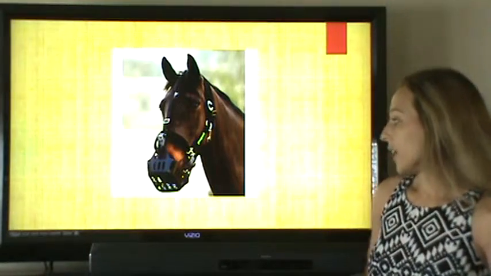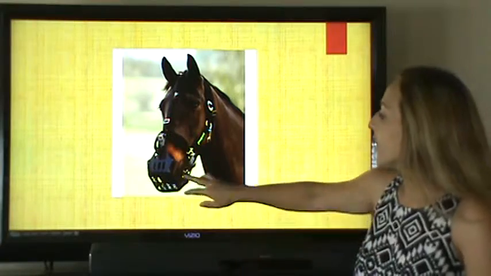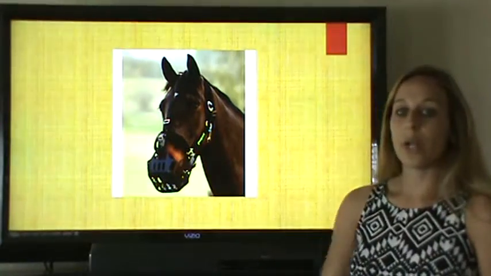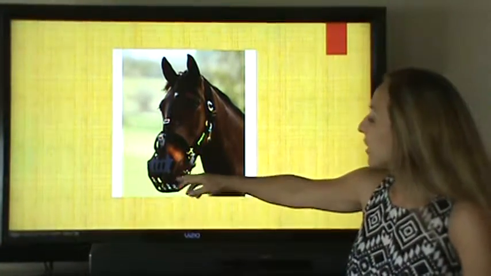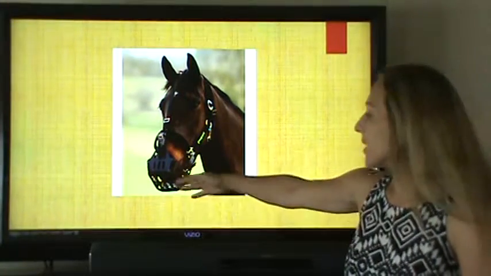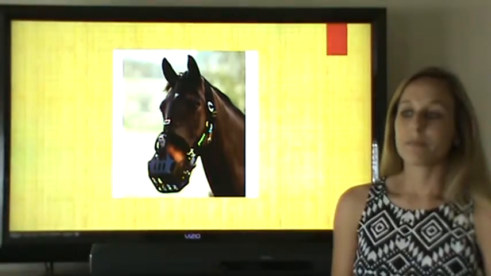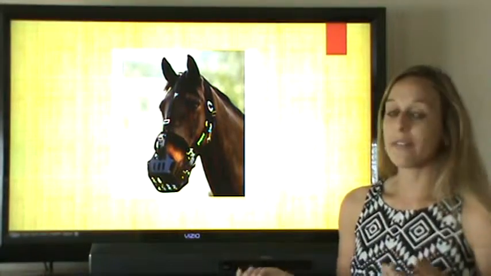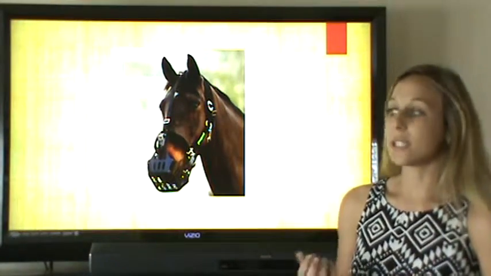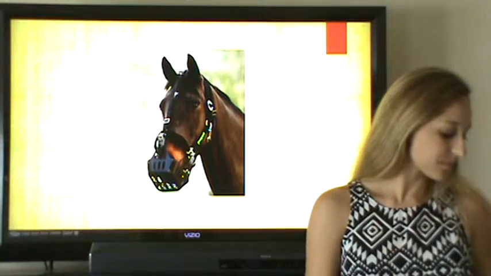Here's a picture of a grazing muzzle. The horse can't really open up as wide, and it can't get its head all the way to the bottom because the muzzle stops it here. So it helps the horse, like I said, not have such a big bite size and forces it to eat the tops of the grass.